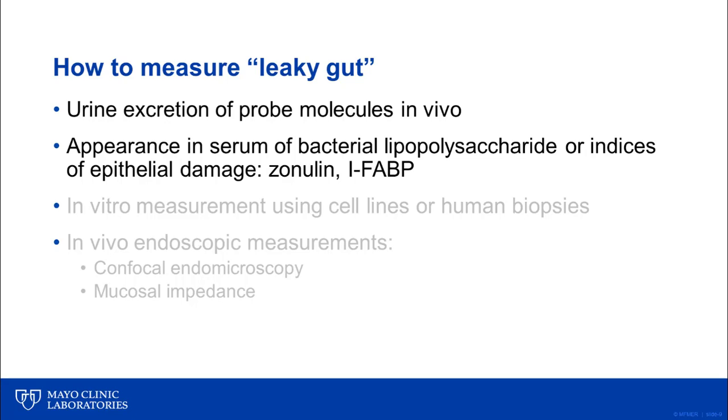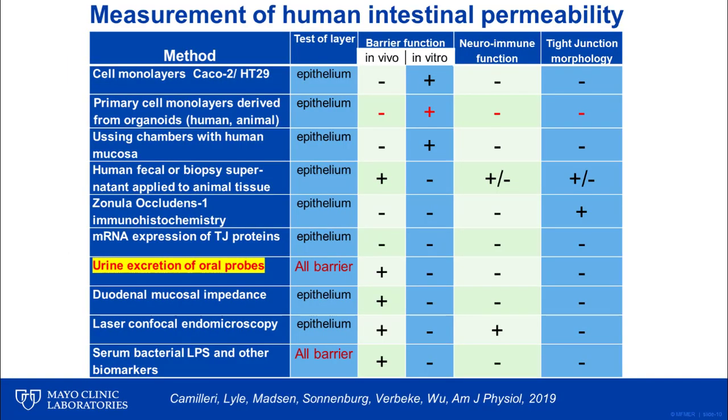And then there are substances that are endogenous to the intestine, like zonulin or intestinal fatty acid binding protein, which on the occurrence of epithelial damage will find their way into the peripheral circulation. So these are the main approaches that have been used to measure leaky gut in vivo. Now, again, this is not an exhaustive list of the potential types of methodologies to measure intestinal permeability. And as I said, urinary excretion of probe molecules assesses the function of the entire barrier. And then the serum bacterial lipopolysaccharide, zonulin, intestinal fatty acid binding protein also tend to reflect the entire barrier function, and particularly the potential for damage to the intestinal epithelium.